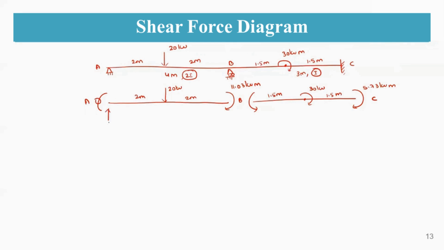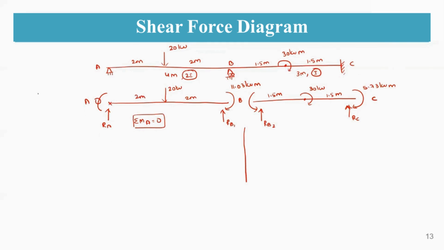So here the reactions are RA. For this, it is RB1. And again, this is RB2. And here it is RC. So coming to this portion, here you can say moment about A will be equal to 0 since it is a hinge support.